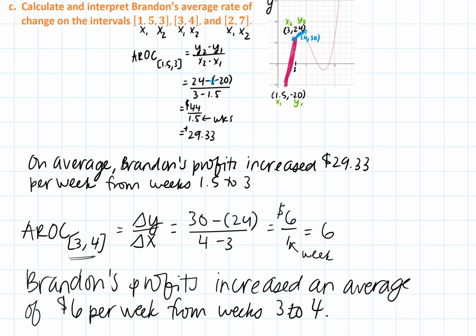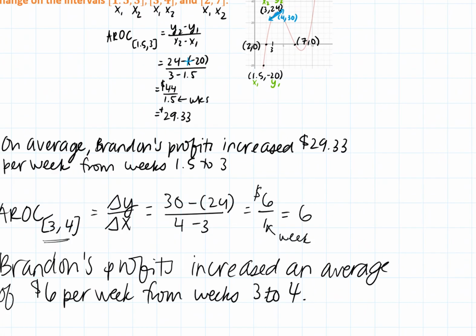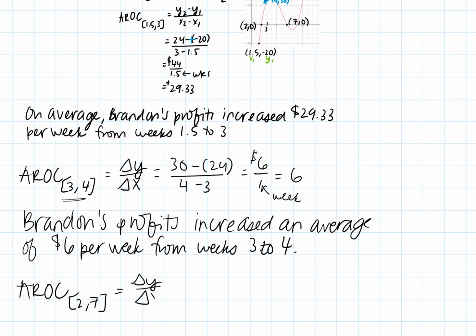Okay, one more from weeks 2 to week 7. So we need to look at those points. We've got here, it looks like we've got the point 2, 0 and 5, 6, 7. This is the point 7, 0. Make sure you've got those points labeled in your own graph so you can tell where these numbers are coming from. So the average rate of change from the x value 2 to the x value 7 would be my change in y over change in x. So 0 minus 0 over 7 minus 2 gives me 0 divided by 5, which is just 0.